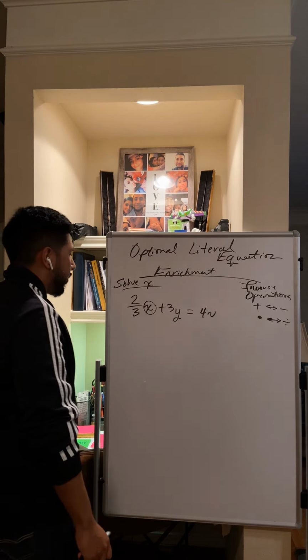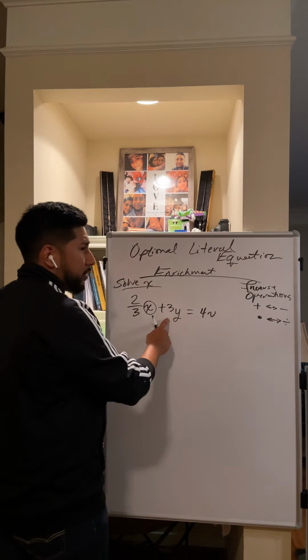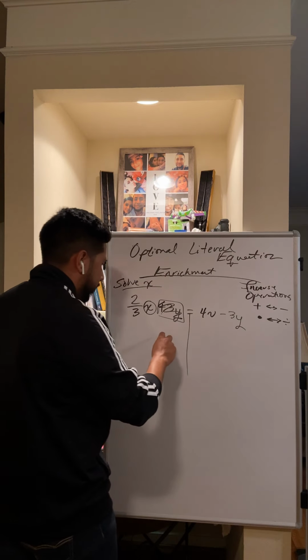Check it out. First, let's get rid of this 3y. It doesn't belong with the x, so I'm going to do that last. So I'm going to move this 3y over. Sorry, I forgot my border. Moving that 3y over, this is positive, turns into a negative or minus. I'm going to bring this down.